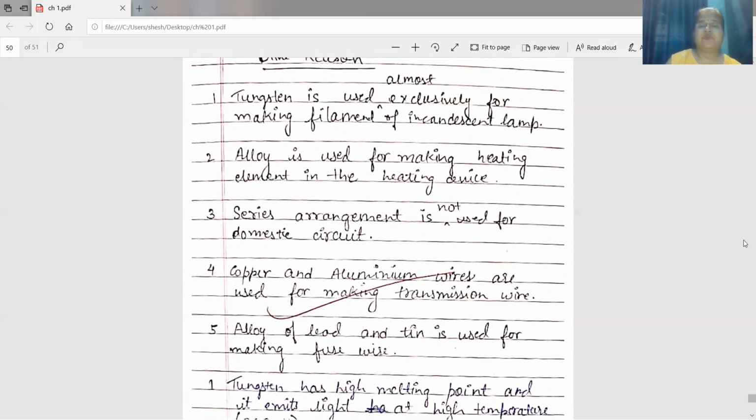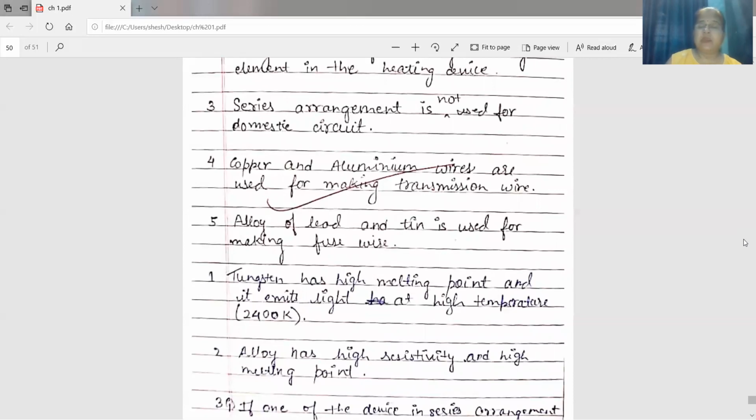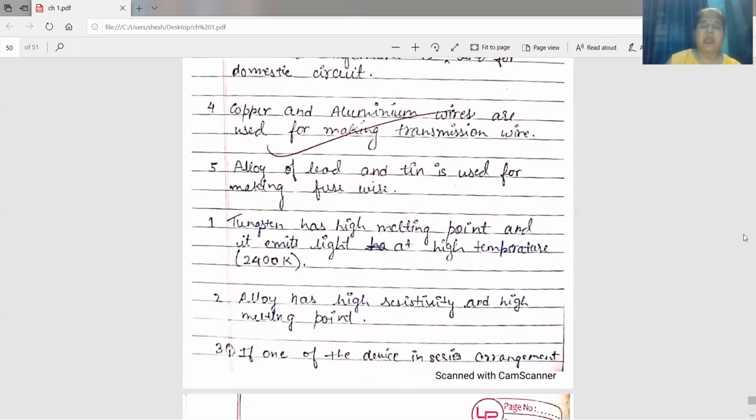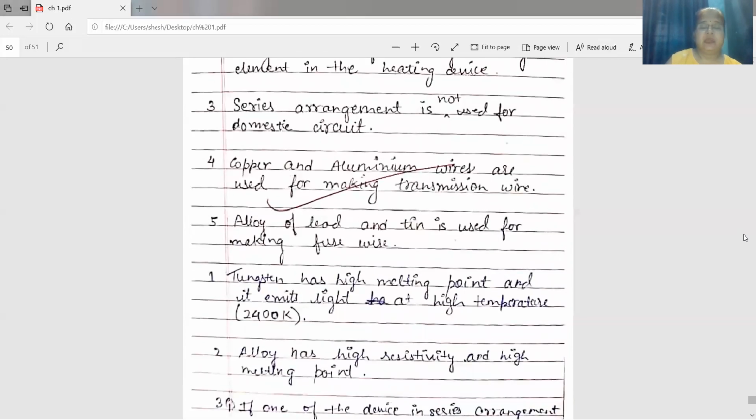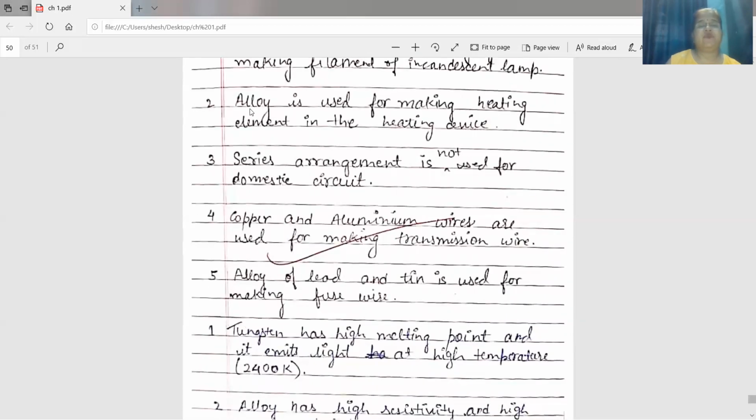Second, alloy is used for making heating element in the heating device. Again, 2 points you have to write. Alloy has high resistivity and high melting point. That is why it is used as heating element in the heating device. In this question, you will be asked why nichrome is used for making the heating element in iron or heater. Same reason, high resistivity and high melting point.